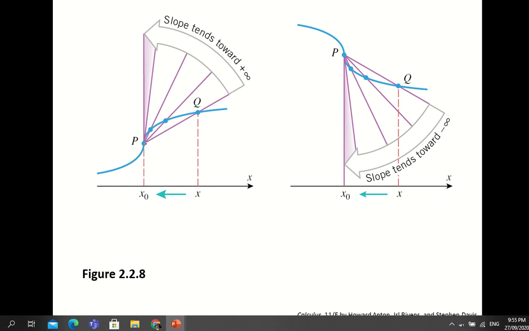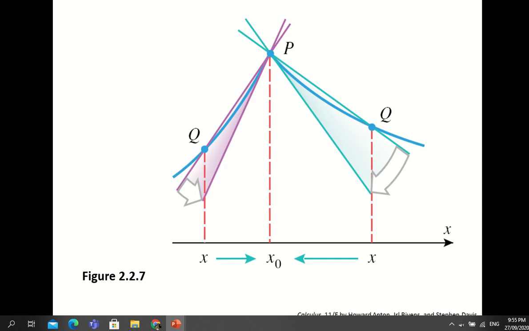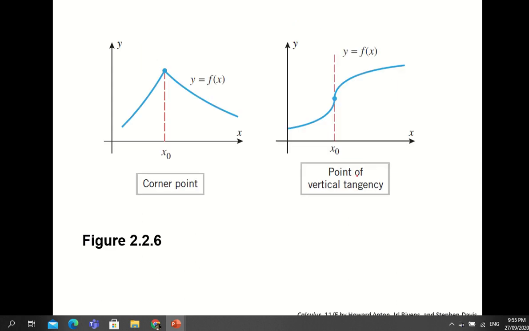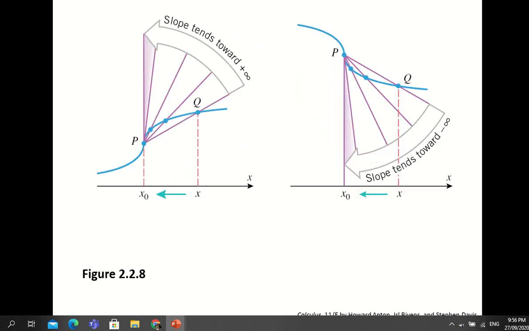Why? Because it reaches the limit; here is the vertical point of tangency. So it tends to move towards this point, the point of vertical tangency. So the slope tends towards positive infinity.